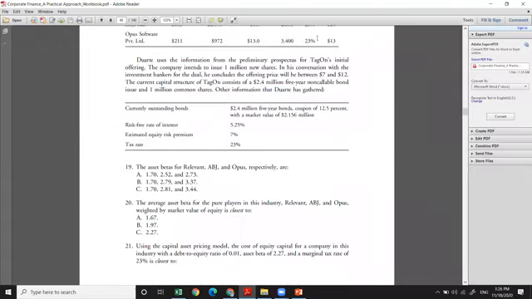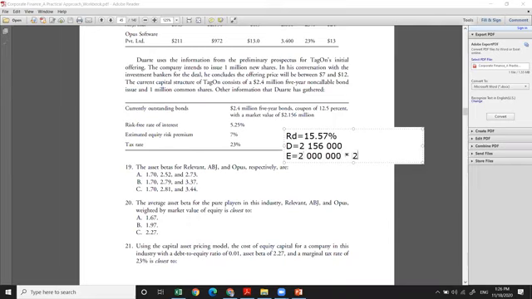So putting things here, the cost of debt that we calculated is equal to 15.57%. My debt is equal to 2,156,000. My equity value is 2 million times 8, which is equal to 16 million. Why 2 million? Because 1 million shares are newly issued and 1 million shares are already outstanding. This is my equity value.